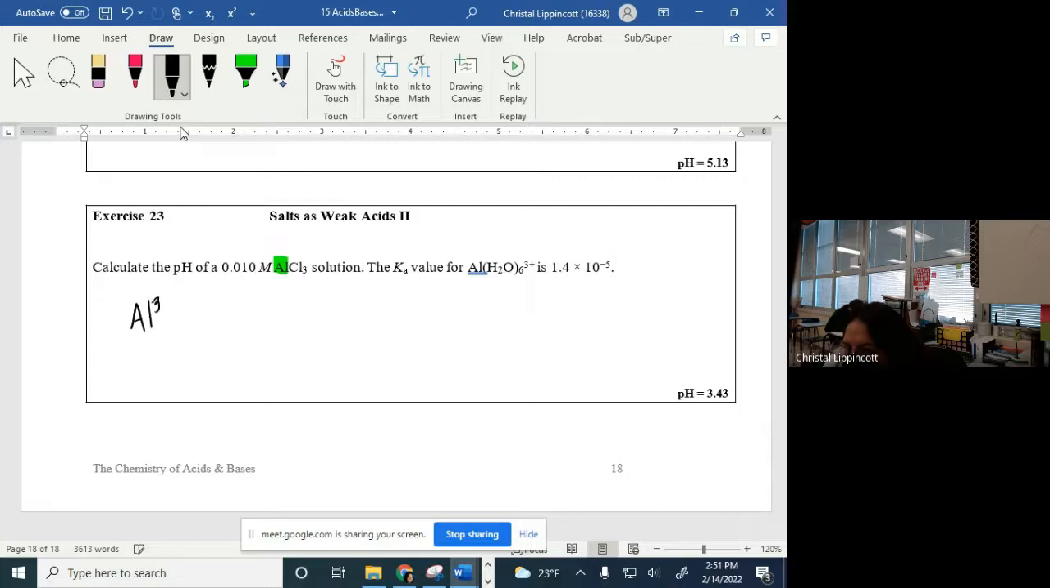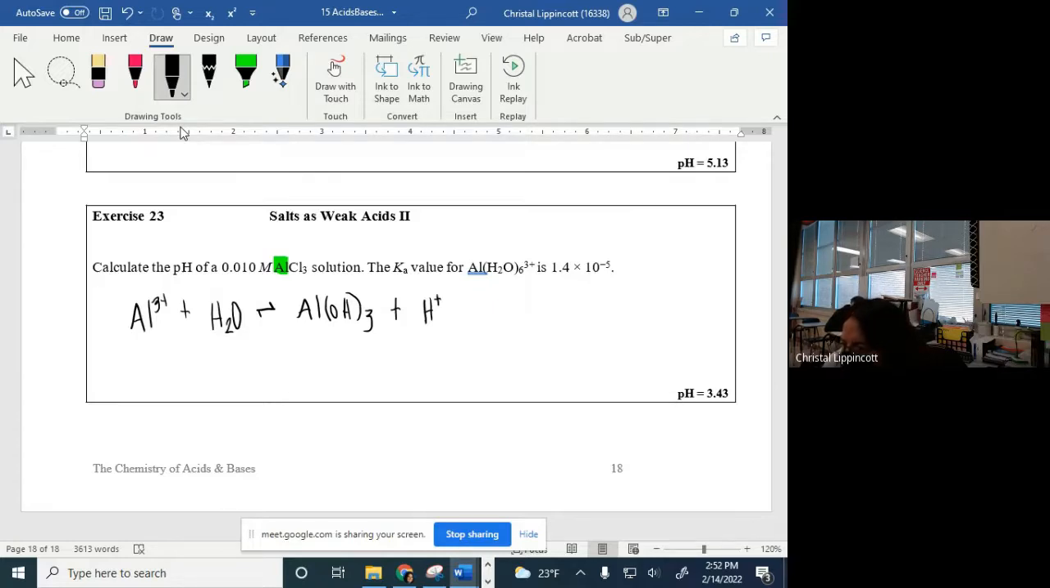Our aluminum then is going to react with water. It's going to grab which part of the water? This is a positive, so what's it going to grab? The OH, right. And what's it going to leave behind? H plus, right. So this is what kind of salt? Acidic or basic? Acidic salt, right. And they gave us the Ka, which was nice.